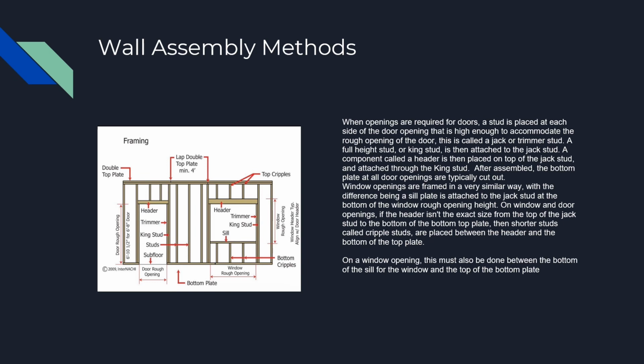Window openings are framed in a very similar way, with the difference being a sill plate is attached to the jack stud at the bottom of the window rough opening height. On window and door openings, if the header isn't the exact size from the top of the jack stud to the bottom of the top plate, then shorter studs, called cripple studs, are placed between the header and the bottom of the top plate. On a window opening, this must also be done between the bottom of the sill for the window and the top of the bottom plate.